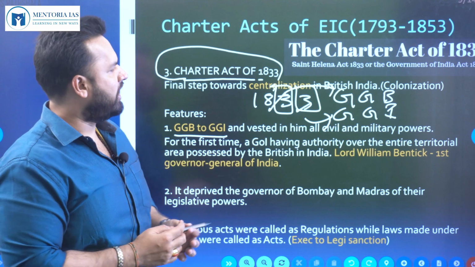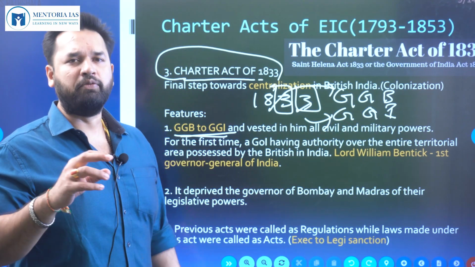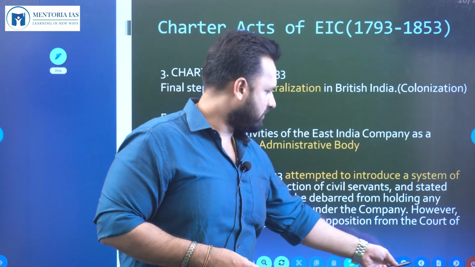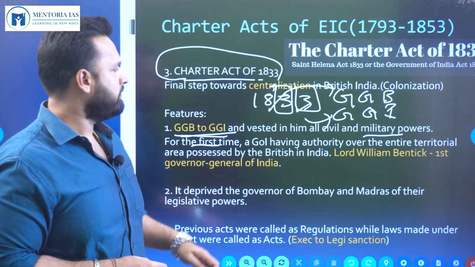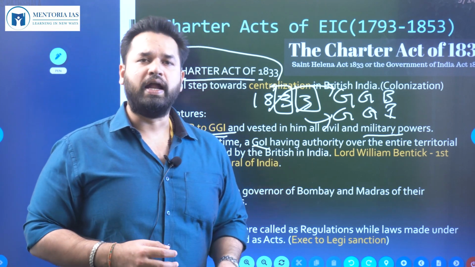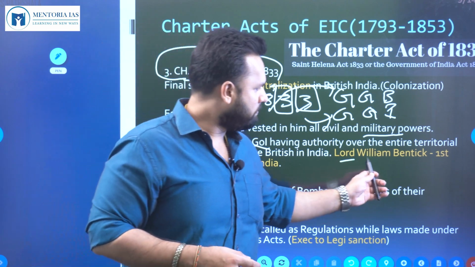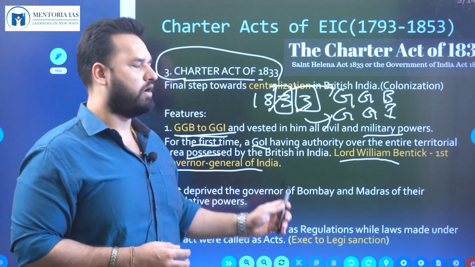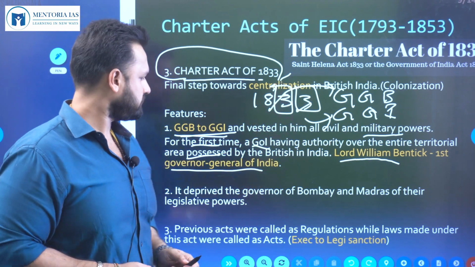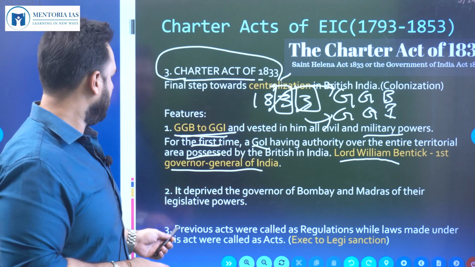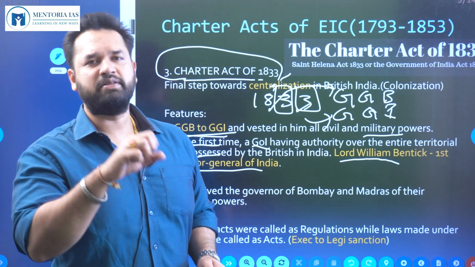In 1833, the Governor General of Bengal became the Governor General of India, and it vested him with civil and military powers. More civil and military powers were given to him. For the first time, there was a Government of India having authority over the entire territory possessed by the British. Who was the governor then? William Bentinck. He was the first Governor General of India. Which act gave this? 1833. I told you the trick, how to remember this. The second one was that it deprived someone: giving power to someone means taking power from someone else.